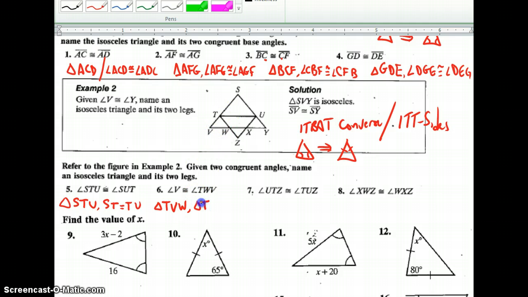So triangle T, actually you don't have to name it, do you? Oh, yeah, you have to name the vertex. You have to name that. I did the triangle. You have to name the sides. So it's TV and TW.